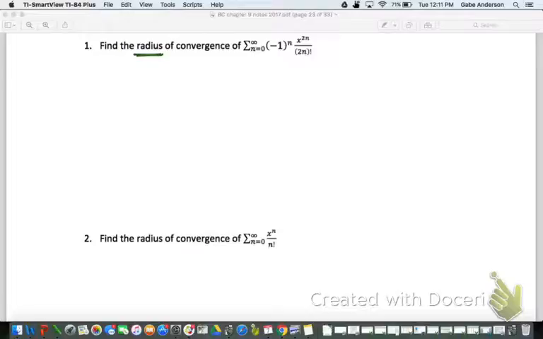So what this is basically asking is, from the centering point out to the right edge, or from the centering point out to the left edge, how far can we go with our x values and expect convergence? So here's what we do. We're going to set up the ratio test.